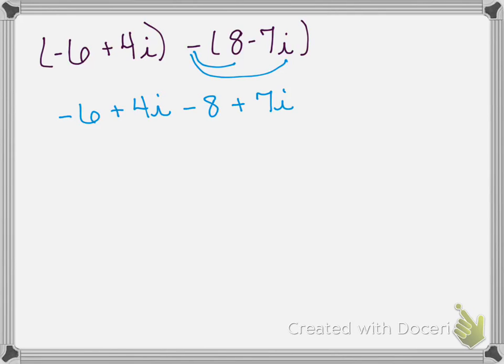Negative 6 plus 4i minus 8 plus 7i. Now I can combine like terms. Negative 6 and negative 8 are like terms. Then I have 4i and 7i are like terms.